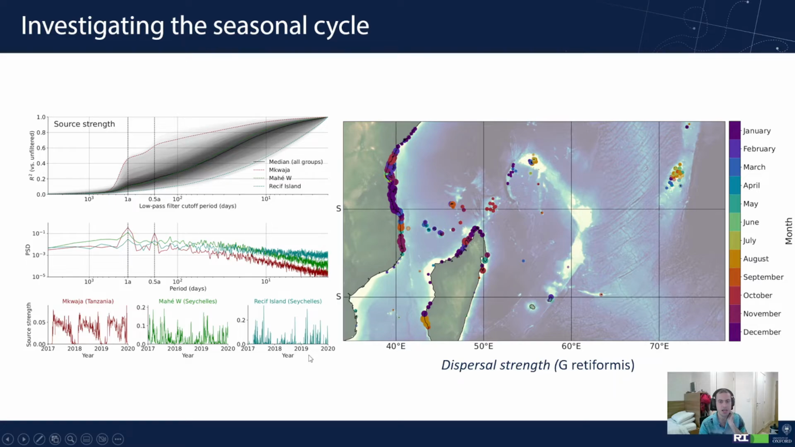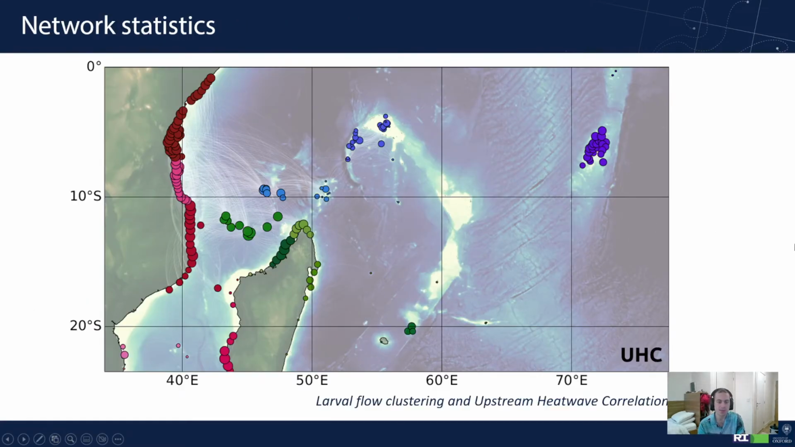So I've been looking at which reefs have a really strong seasonal cycle of connectivity. For example, preliminary tests have found that some reefs in Tanzania have a really strong, predictable seasonal cycle of connectivity, whereas some other reefs, which tend to be the more remote reefs, have a really unpredictable, stochastic variability of connectivity with time. And I'm also looking at larger scale network problems.